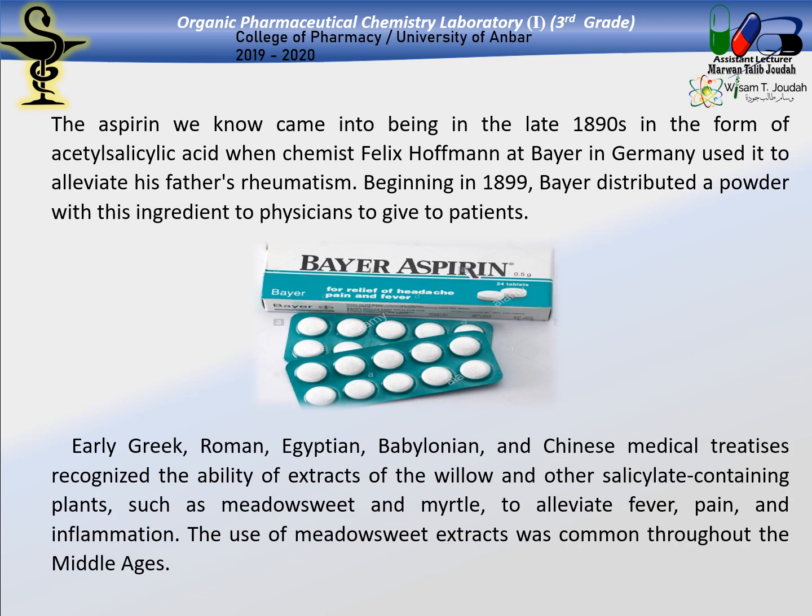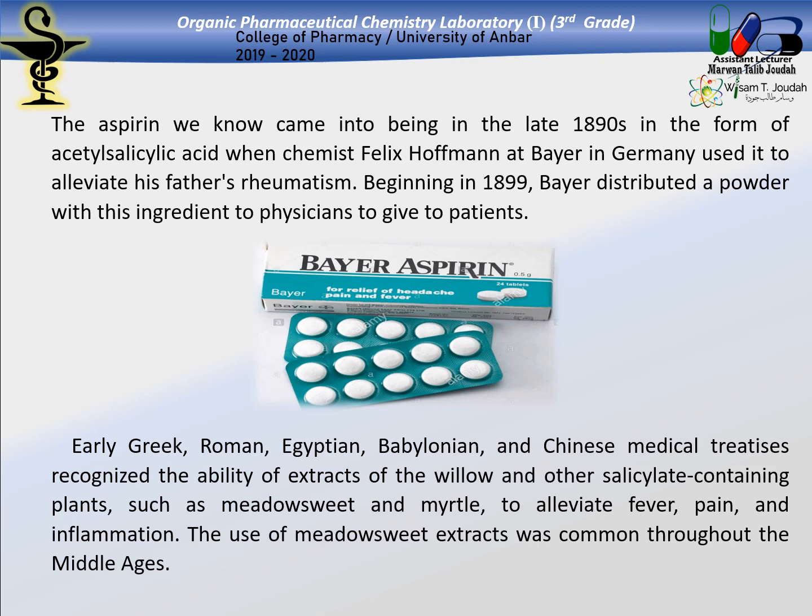All right, so the aspirin we know came into being in the late 1890s. This is the day that aspirin emerged in the form of acetyl salicylic acid, when a chemist, Felix Hoffmann, the chemist who created or found the aspirin at Bayer in Germany, used it to alleviate his father's rheumatism. So his father had rheumatism.